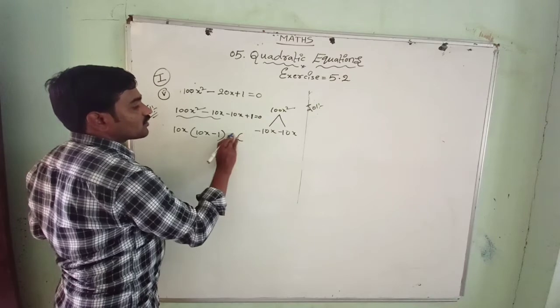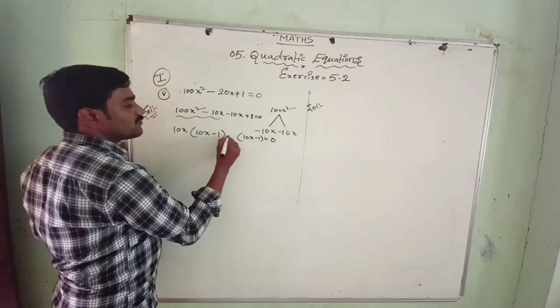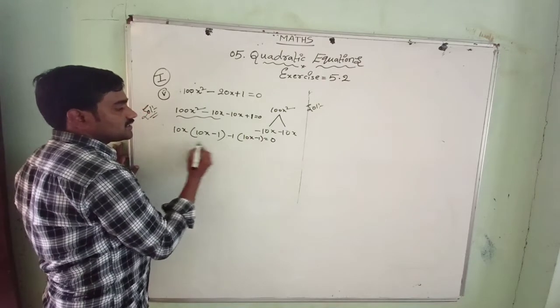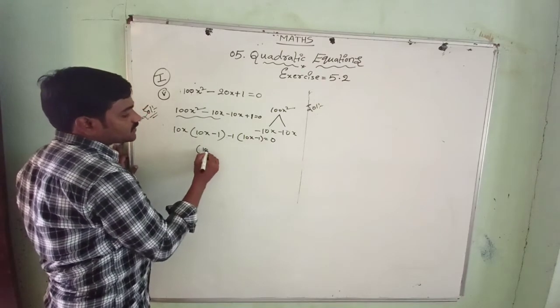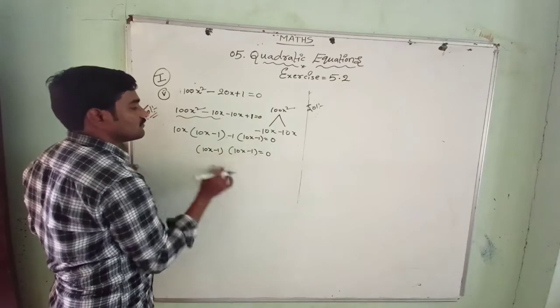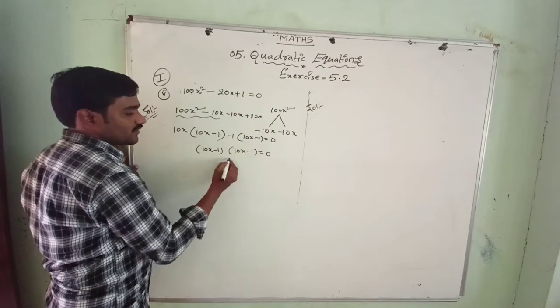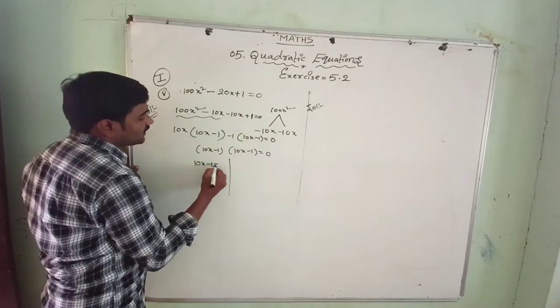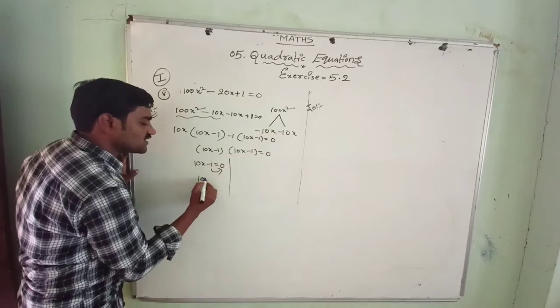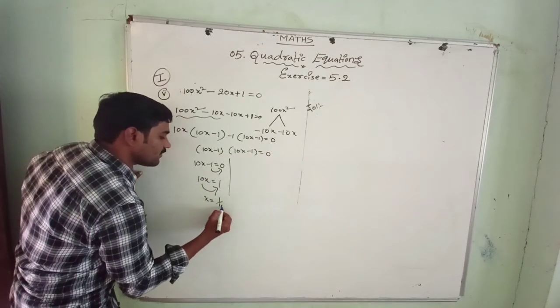So what we have to take out common here is 10x minus 1. Simply, minus 1 you have to take out common. See here, 10x minus 1 and 10x minus 1. 10x minus 1 we took it common, so here 10x and minus 1 is left. So 10x minus 1 equal to 0. Minus 1 you transfer this side, 10x equal to 1, and 10 you transfer, so that x equal to 1 by 10.